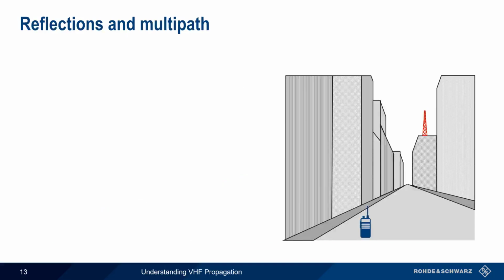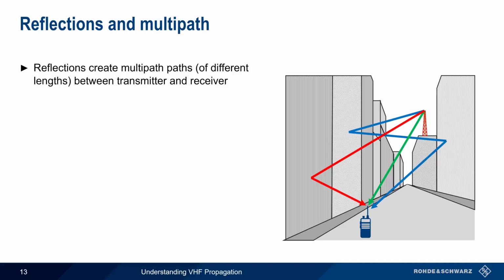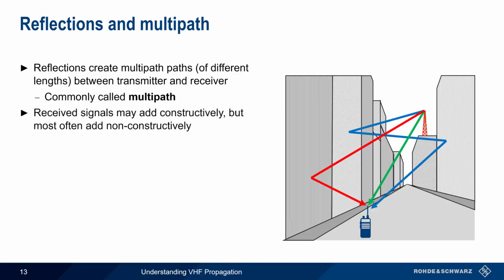But reflections can be, and most often are, undesirable. Even where there's a direct line of sight, reflections will create additional paths, usually of different lengths, between transmitter and receiver. This is commonly referred to as multipath. While it's theoretically possible that the signals could be received in phase and add up constructively, this is somewhat rare, and in most cases, multipath reduces signal strength and/or can distort the received signal.